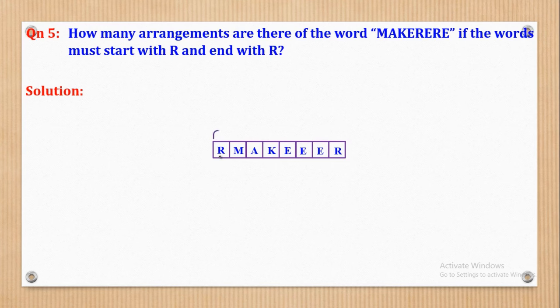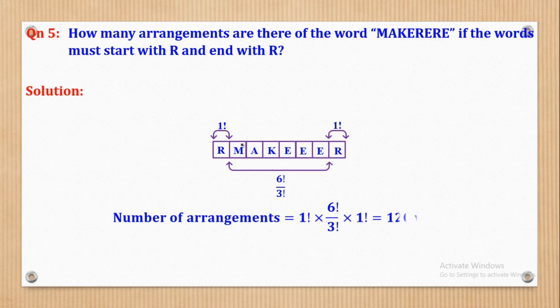So that means that this one, when it is fixed, will be 1 factorial, and this one, when it is fixed, will be 1 factorial. Then these ones in the middle are the only ones which can be arranged, and the number of arrangements will be 6 factorial over 3 factorial, because it is 1, 2, 3, 4, 5, 6. That is the numerator. What about the denominator? The identical ones, there is 1, 2, 3. That is why there is 3 factorial there. Therefore, the total number of arrangements will be this times this times this to give you 120 ways.